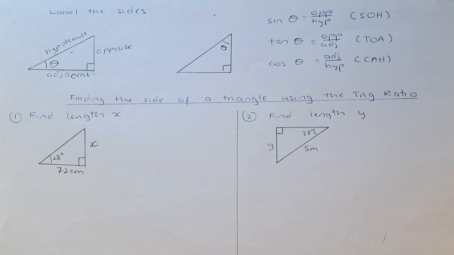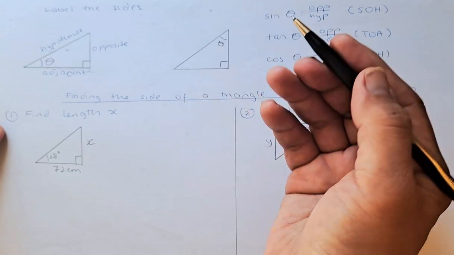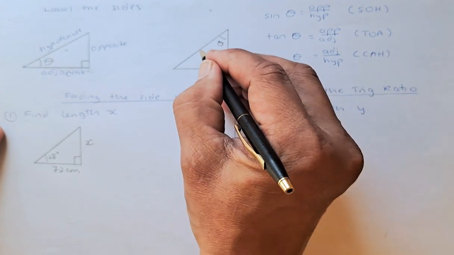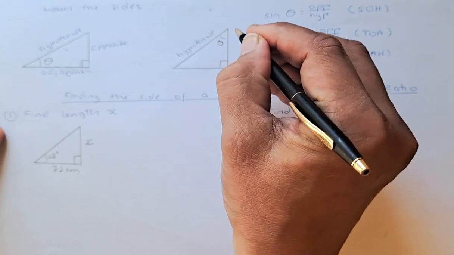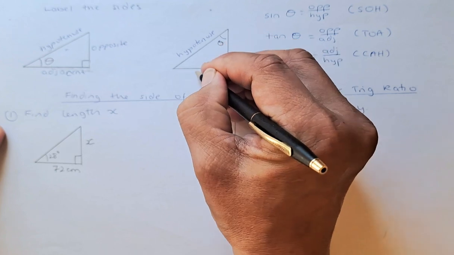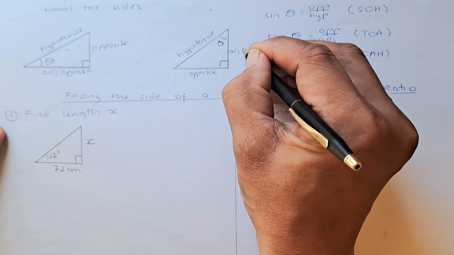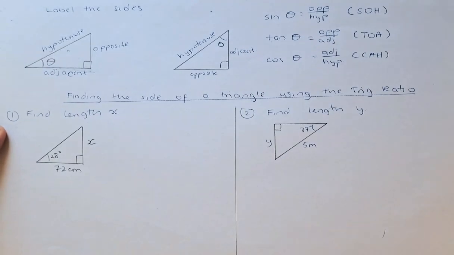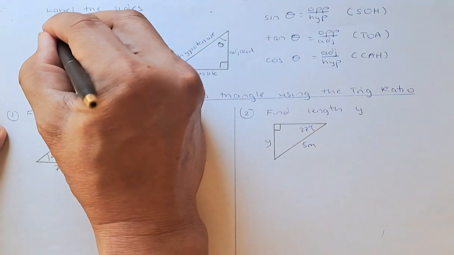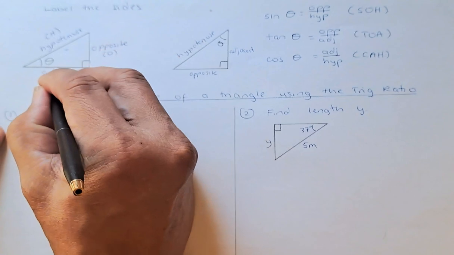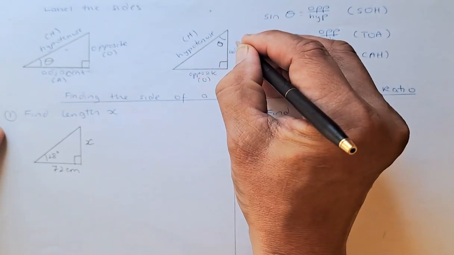On the other hand, if the angle is changed to the top, we are going to label it differently. Again, the hypotenuse is the one opposite the 90 degrees, so we label it as hypotenuse. The one opposite the angle is called the opposite, and this is the adjacent. That is how you label a right angle triangle. The short form for hypotenuse is H, opposite is O, and adjacent is A.